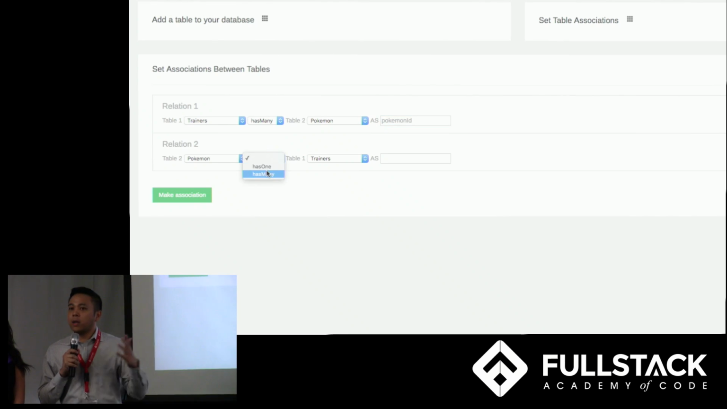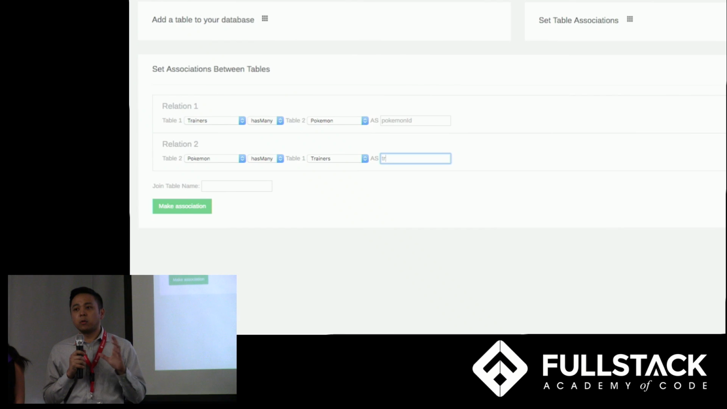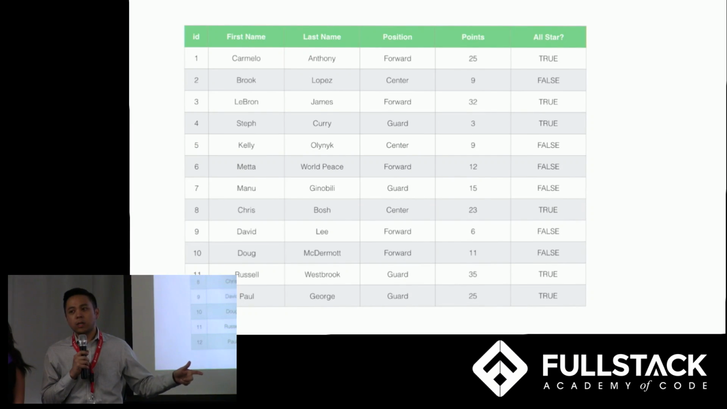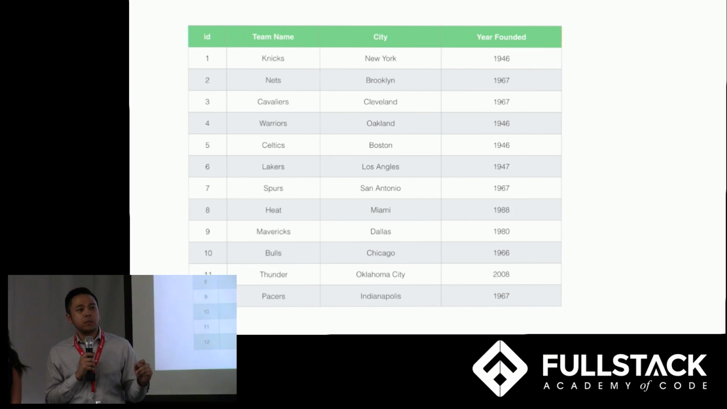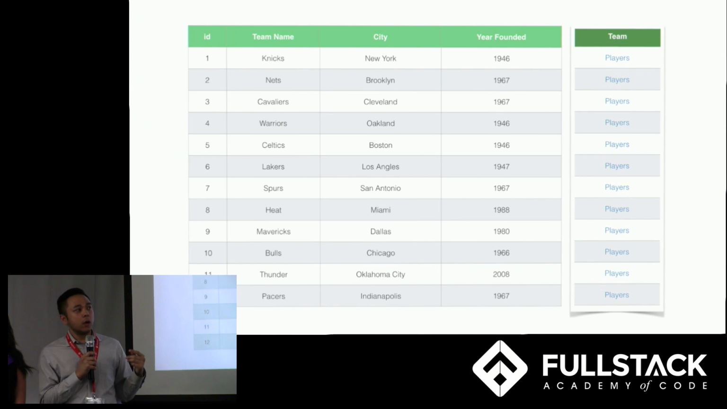For example, if you had a sports league database with a table of teams and players, and you wanted to say players have one team, it would create a column on the players table referencing primary keys on the team table. If you wanted to say a team has many players, this would render a virtual column on the teams table, with links that would redirect the user to players filtered by that specific team.